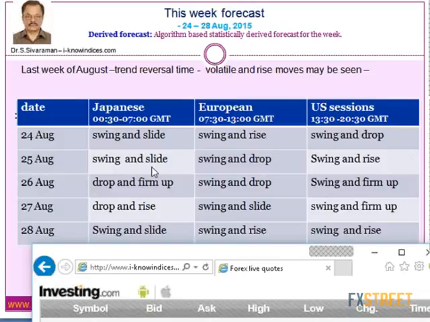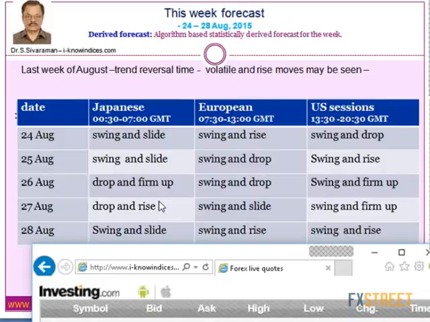And later on, you will come across swing and slide on Tuesday, and then swing and drop during the Tuesday European session, and then swing and quick rise on the upside during the US session. Then again, they will make a drop on 26 in the case of Euro and GBP, and that of the US session.